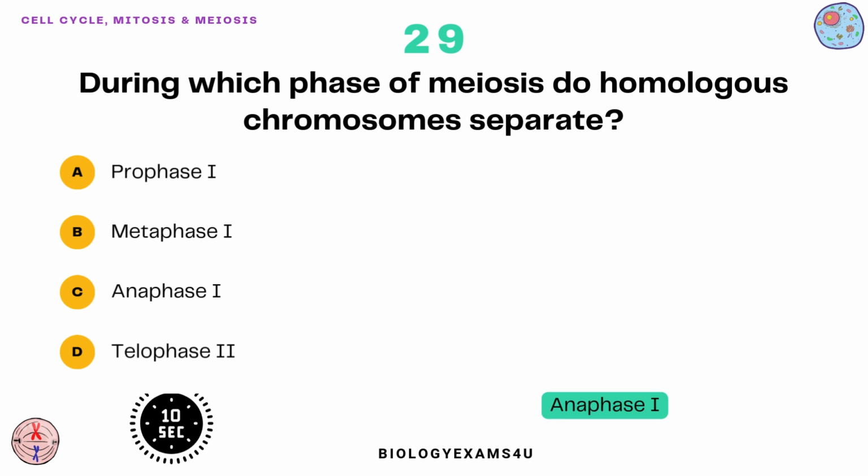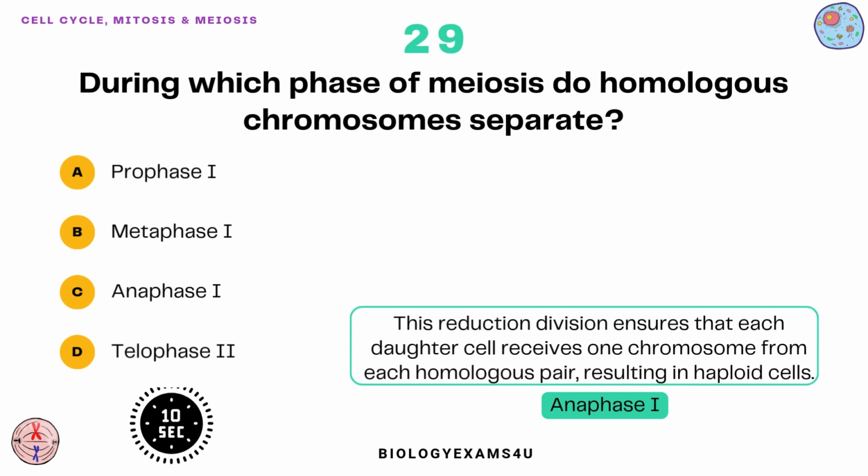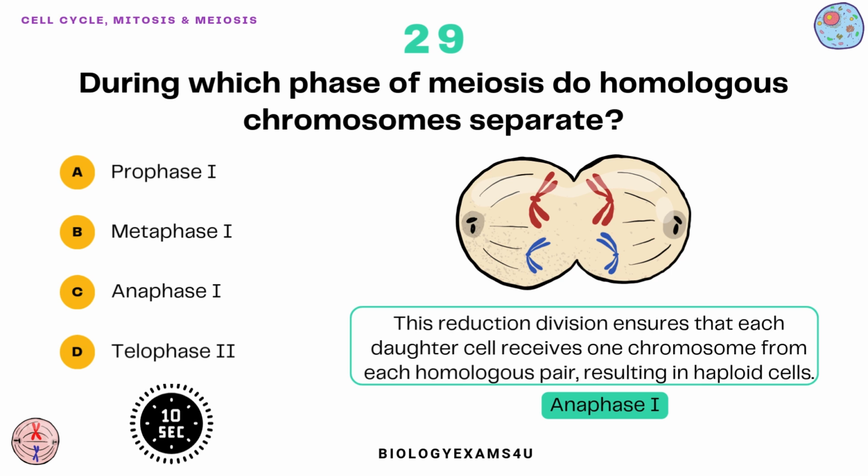The correct answer is anaphase 1. This reduction division ensures that each daughter cell receives one chromosome from each homologous pair, resulting in haploid cells.